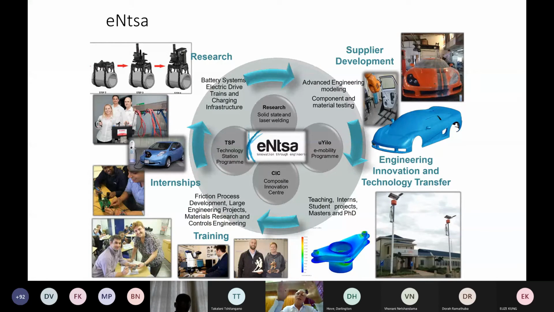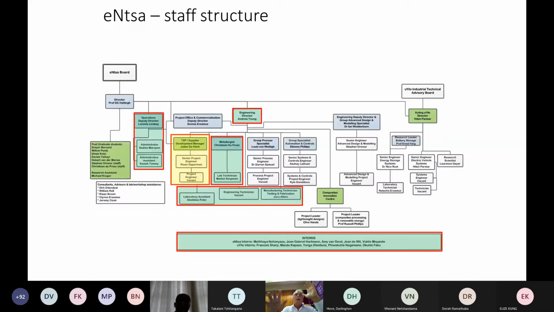Then also, as I mentioned, we have e-mobility as well. That is research in batteries for the automotive industry. This is the structure of ENSA. There's only one person at the university that is permanently employed, and that is the director of that particular ENSA. But they have a number of postgraduate students working there, and also a large number of people on 3-year to 5-year contracts, which are rolling.